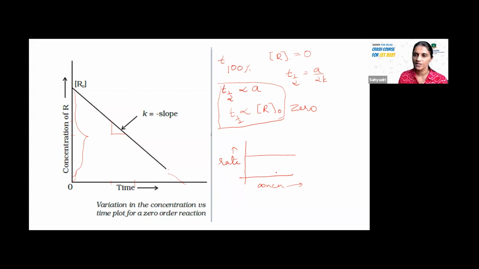T half is usually inversely proportional to initial concentration of the reactant, to the power, I'll get back to that. Somebody asked about T75%. Okay, T75% for a zero order reaction.